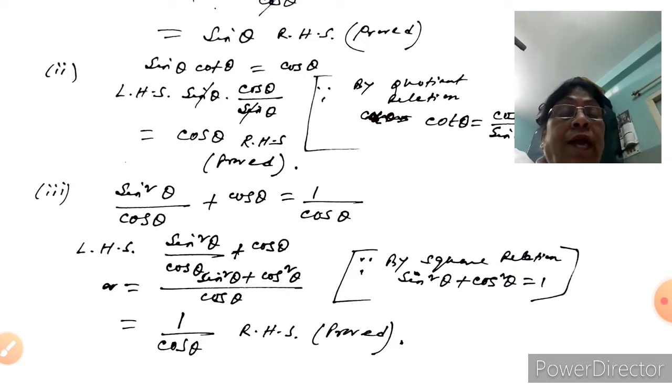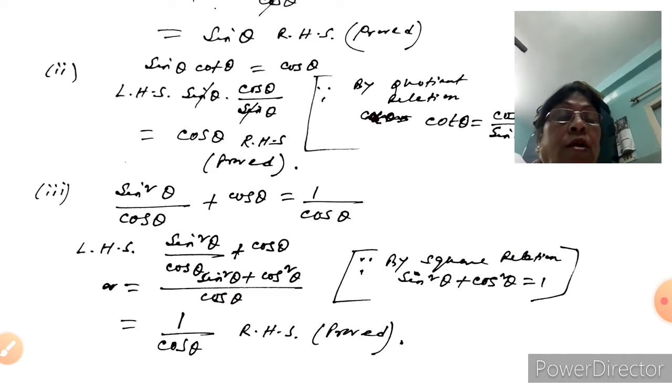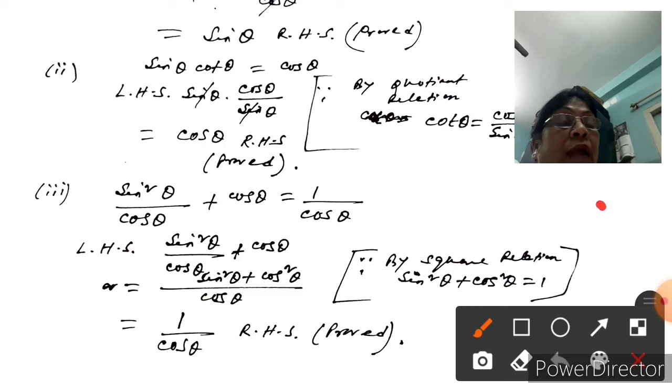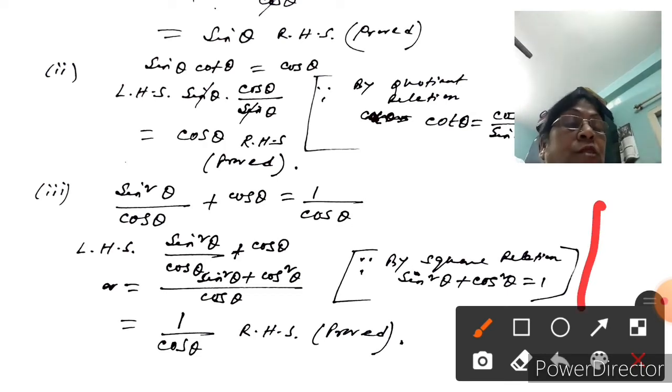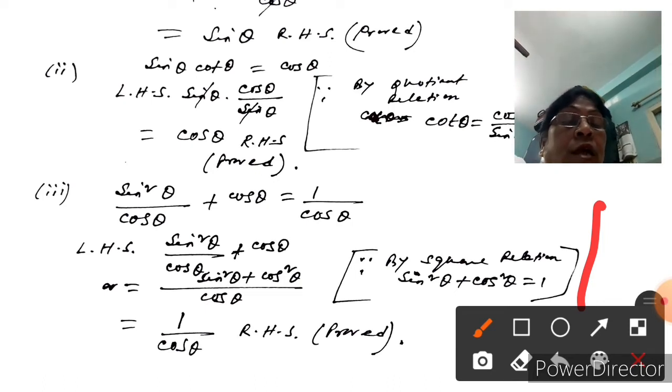Now, sum number 3 of question number 17. Sin square theta by cos theta plus cos theta is equal to 1 by cos theta. We have to prove this. Okay, left hand side we know sin square theta by cos theta plus cos theta. So, we are adding this: sin square theta plus cos square theta by cos theta. We know by square relation sin square theta plus cos square theta is equal to 1. So, instead of sin square theta plus cos square theta we can put here 1. So, 1 by cos theta. So, this is proved. Okay.